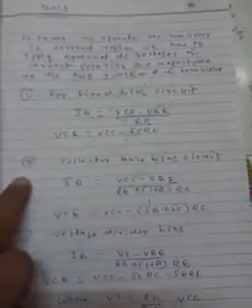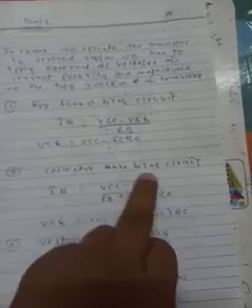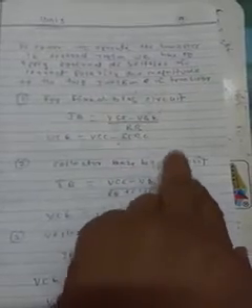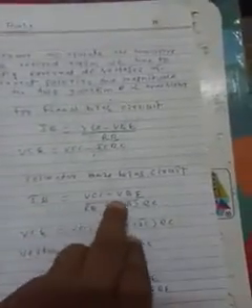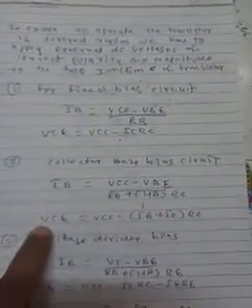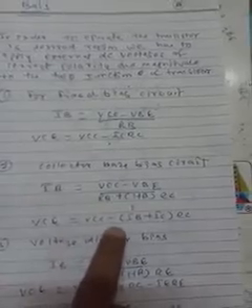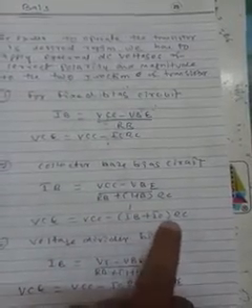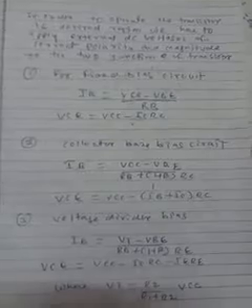Okay, and the second type of bias is the collector base bias. Already we have discussed the base bias in the last topic. So the same base bias circuit you can draw. Okay, so IB is equal to VCC minus VBE divided by RB plus (1 plus beta) into RC, and VCE is equal to VCC minus (IB plus IC) into RC. So these are the equations for the base bias circuit.